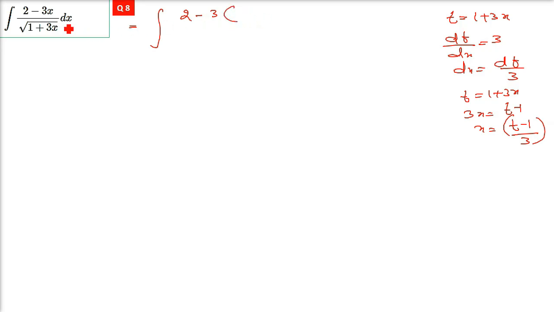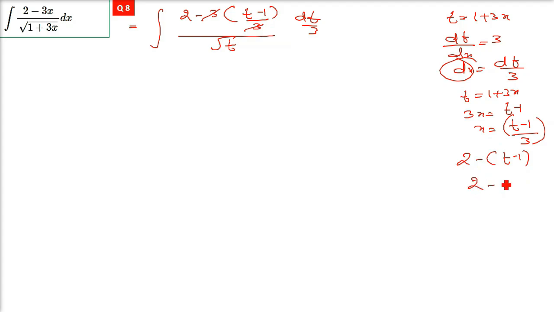So 2 minus 3 into t minus 1 by 3, divided by under root of t. And in place of dx, it's dt by 3. So this gets cancelled. You have 2 minus t minus 1. When you open it, it will be 2 minus t plus 1. That's the numerator, which has become very easy: 3 minus t divided by under root t, and this is dt. And if you want to take this 3, you can keep it there.